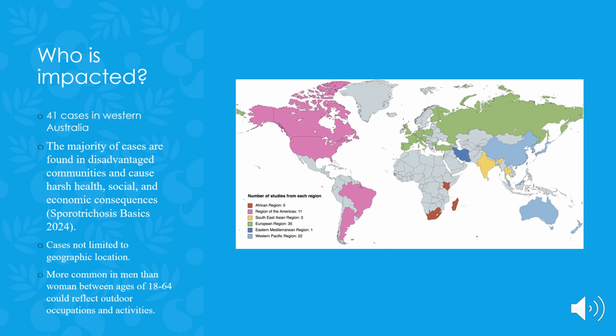Sporotrichosis does not have a specific area where it is more impacted than others because it is reflected in outdoor occupations and activities, but it is more common in men between the ages of 18 to 64.